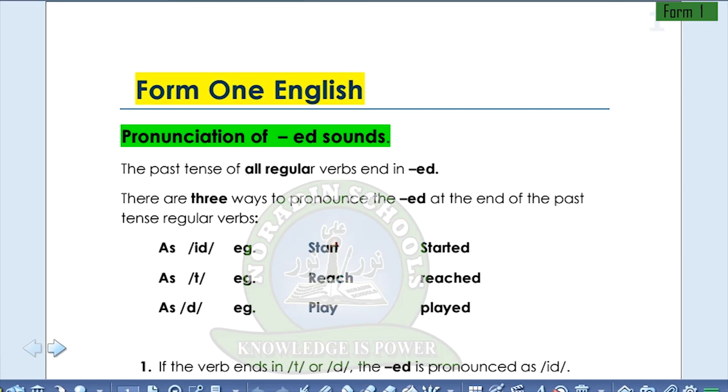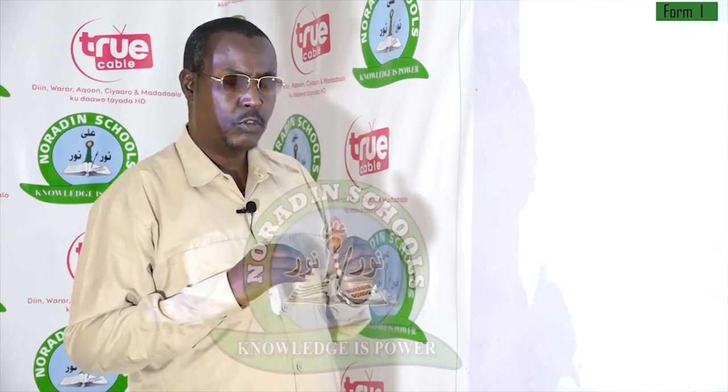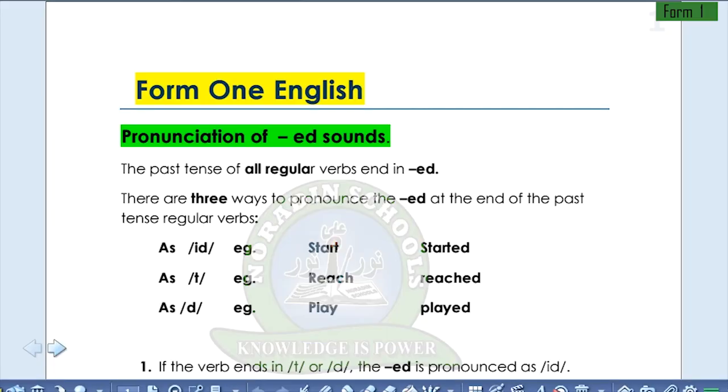Form 1 English, pronunciation of ED sound. The past tense of all regular verbs end in ED. There are three ways to pronounce the ED at the end of the past tense regular verbs. I already mentioned. As id, example, start, started. As T, example, reach, reached. As D, example, play, played.